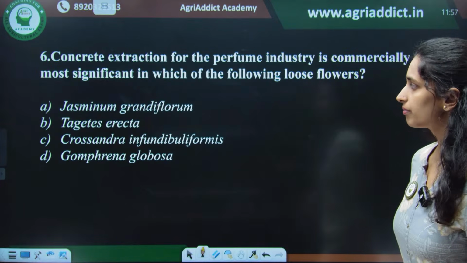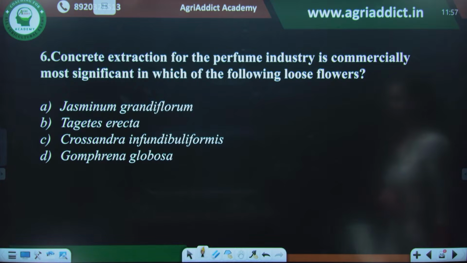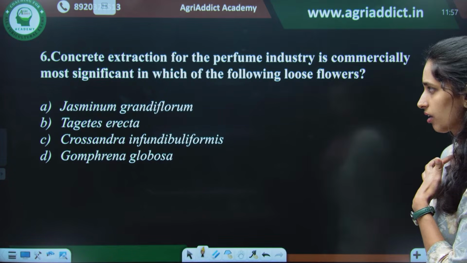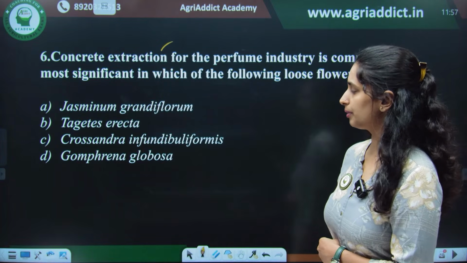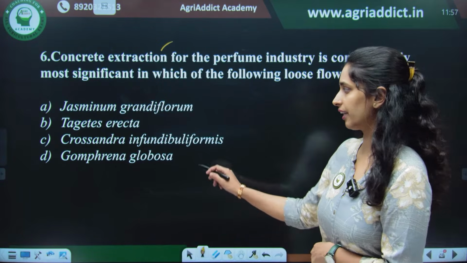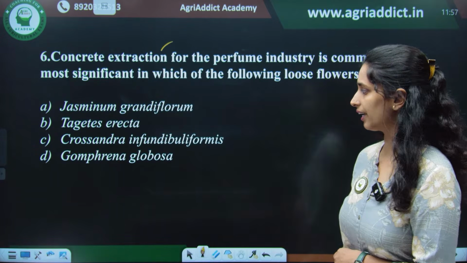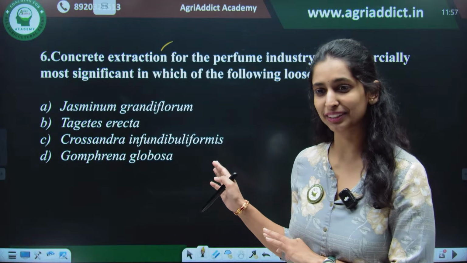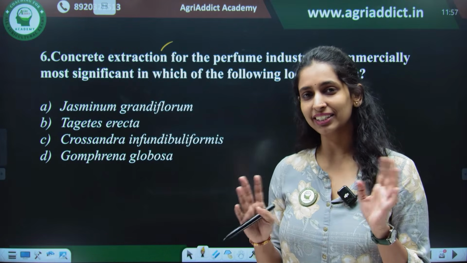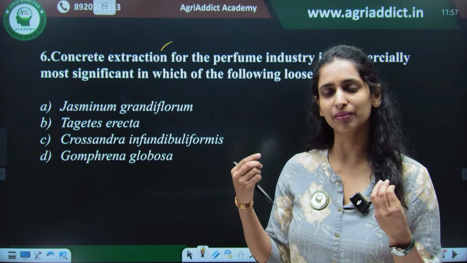Sixth question. Concrete extraction of the perfume industry is commercially most significant in which of the following loose flowers? From which flower do we do concrete extraction? Jasminum grandiflorum, Tagetes erecta, Chrysanthemum and Gomphrena. This is a very easy question. Why did I add this question? If a very easy question comes in the exam, most people will make mistakes.